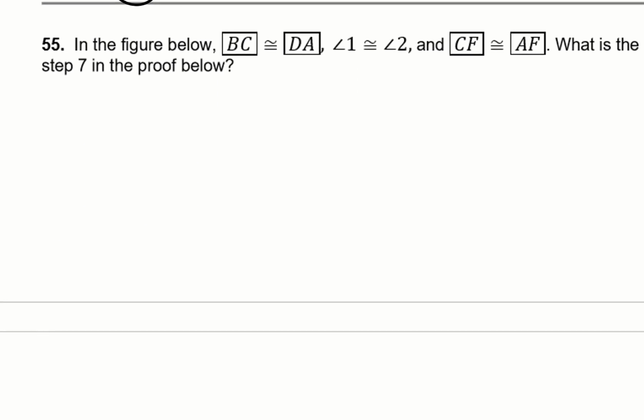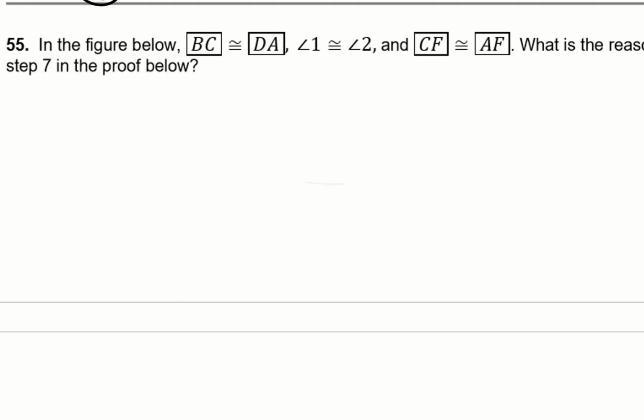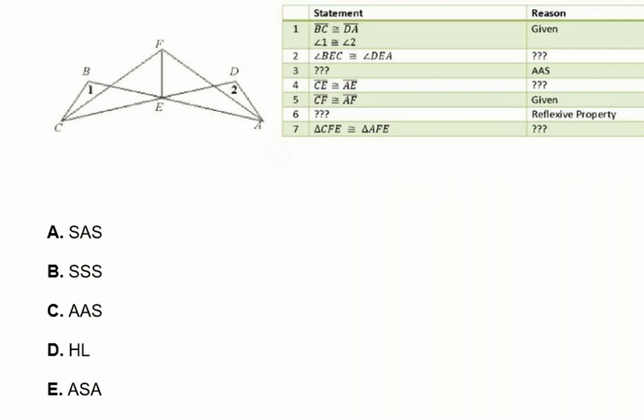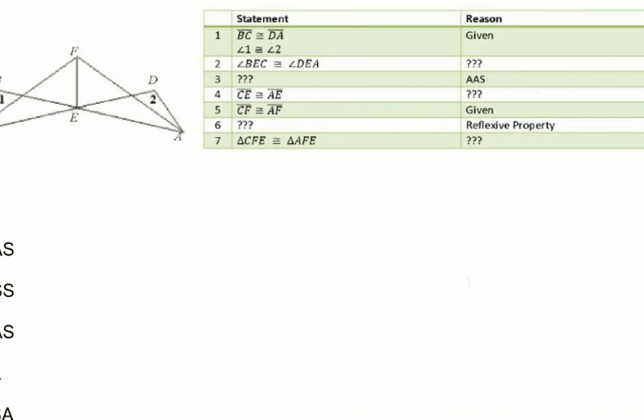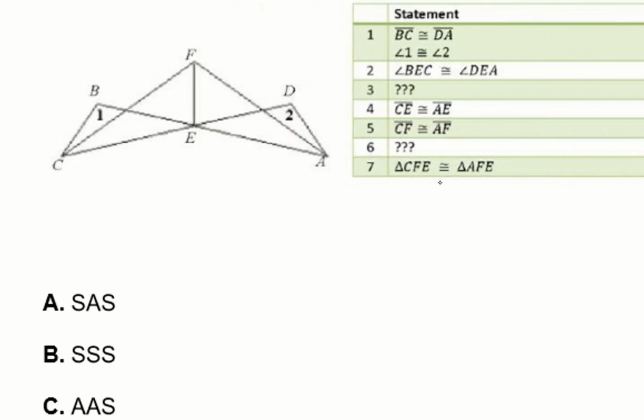All right, in the figure below, BC is congruent to DA. Angle 1 is congruent to angle 2, and line segment CF is congruent to line segment AF. What is the reason that completes step 7 in the proof? Okay, so we're doing a proof here. So let's walk through the steps in this proof, and then we'll end up with our solution, which is number 7, the last statement in the proof. So we know that BC is congruent to DA, so let's label that. We know that angle 1 is congruent to angle 2, because that's given in the problem.